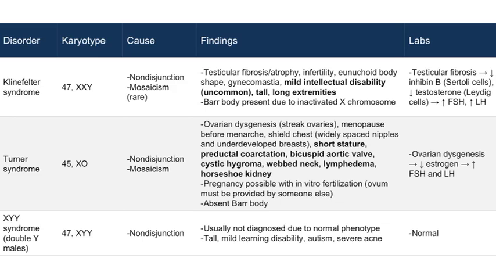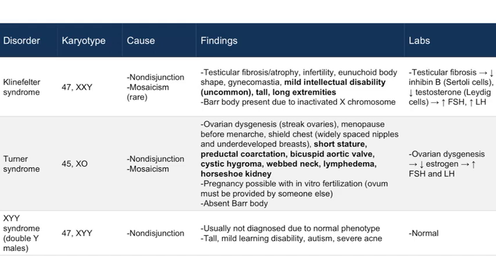Okay, moving on. Individuals with Turner syndrome are females that only have one X chromosome, resulting in the karyotype 45XO. This is usually caused by non-disjunction, but can also be caused by mosaicism. It's probably more high yield to connect mosaicism with Turner syndrome than any other disorder.